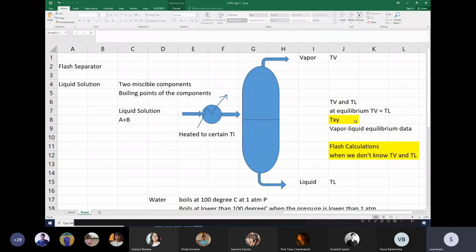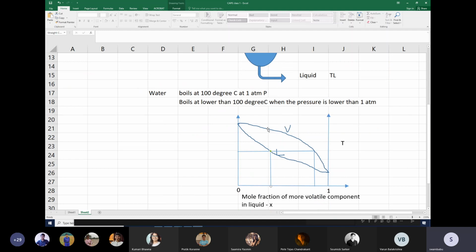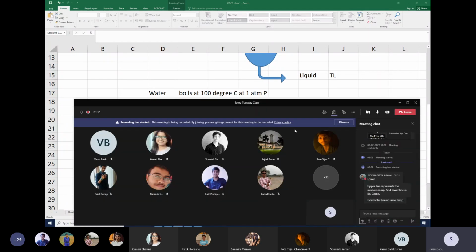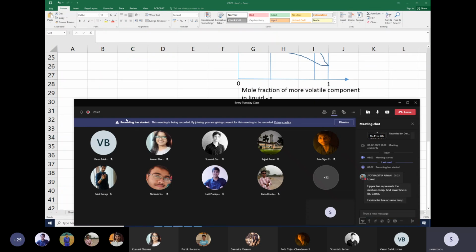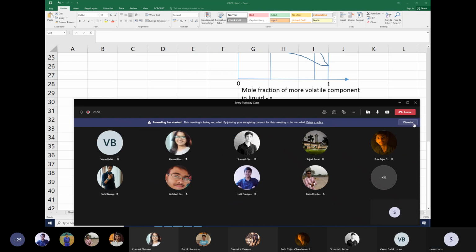But if we don't know TV and TL, then we have to do the flash calculations that you have learned in mass transfer. I will not repeat that here. So now, how do we get this Txy data? I have drawn the Txy data. Probably you all would have known. From where do we get this Txy data? Any student? Those who have not answered yet may answer.